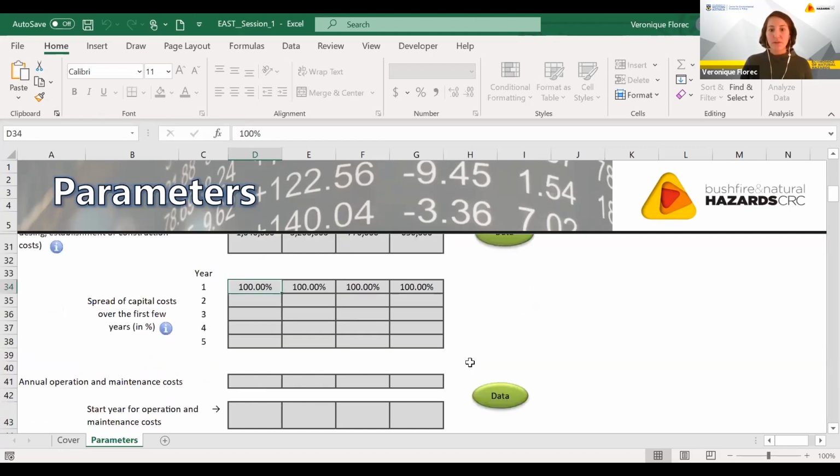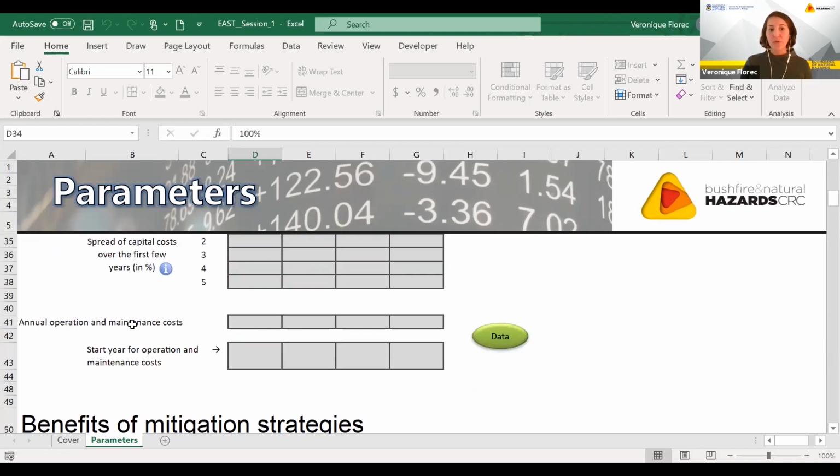So scroll down now to what we call annual operation and maintenance costs. These are recurrent costs. It's anything that you have to pay every year, and that will continue no matter what. Here, for example, are the equipment, the staff, and all the resources needed to run a prescribed burning program year by year, or the facilitators of an education program.